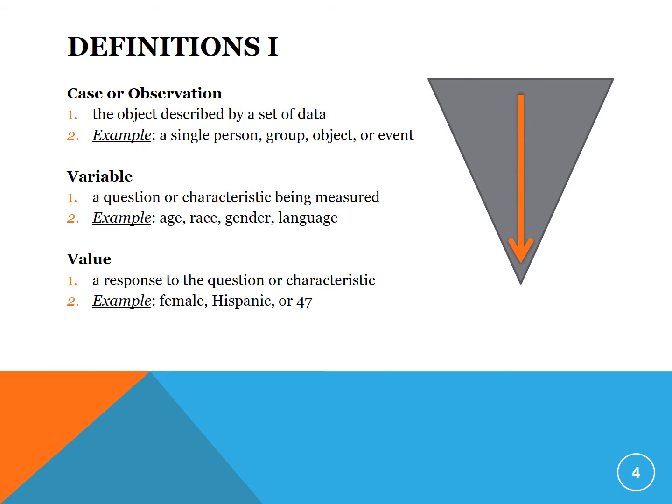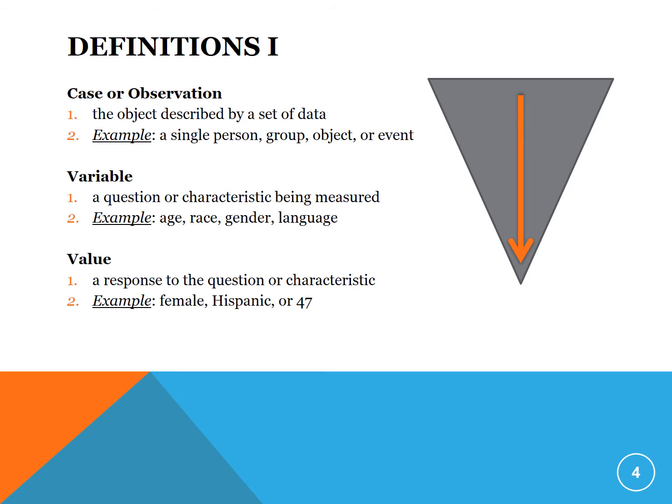So definitions are really important here. We're going to have 9 lectures, and as the first lecture of 9, it's important for us to know these terms. We'll start off with the case or observation. It's the object described by a data set. So a person, a group, an object, an event, anything that data set is describing, that is the observation, or the case. If we have a data set of 500 schools, the case or the observation is that school and all of the information that we got on that school.